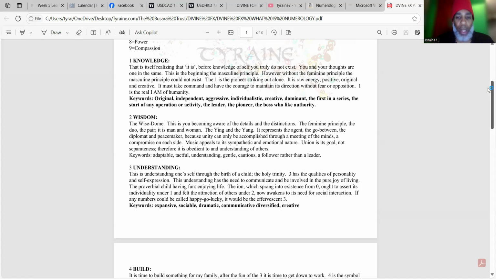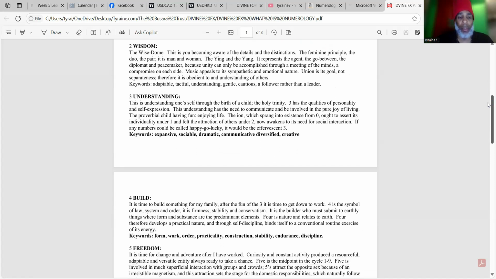Because unity can only be accomplished through a meeting of the minds, a compromise on each side. Music appeals to its sympathetic and emotional nature. Union is its goal, not separateness. Therefore, it is obedient to and understanding of others. And keywords for number two are adaptable, tactful, understanding, gentle, cautious, a follower rather than a leader. And this represents also the feminine principle.